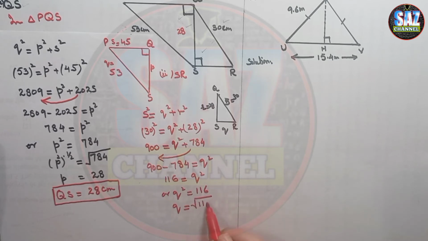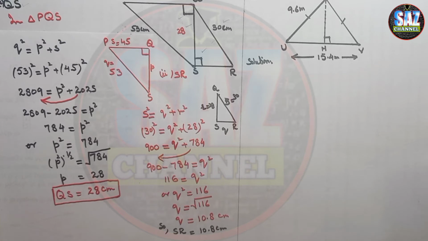Q equals the square root of 116, and let me check the square root, that is 10.77, which can be approximately taken as 10.8 centimeters. Now if we look at the diagram, this Q is actually SR, which is the requirement of the question. So SR equals 10.8 centimeters. Very easy question. Now let's move to question number 8, and let me read the question from the book.